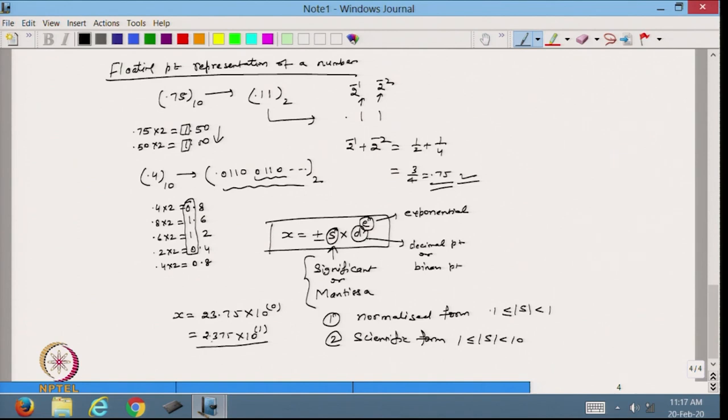So, 2.375 into 10 to the power 1. This form is neither the scientific form nor the normalized form, because here the value of S is 23. It does not fall in any of the categories. But in this case, S lies from 1 up to 10, it is 2.3, so this is the scientific form.